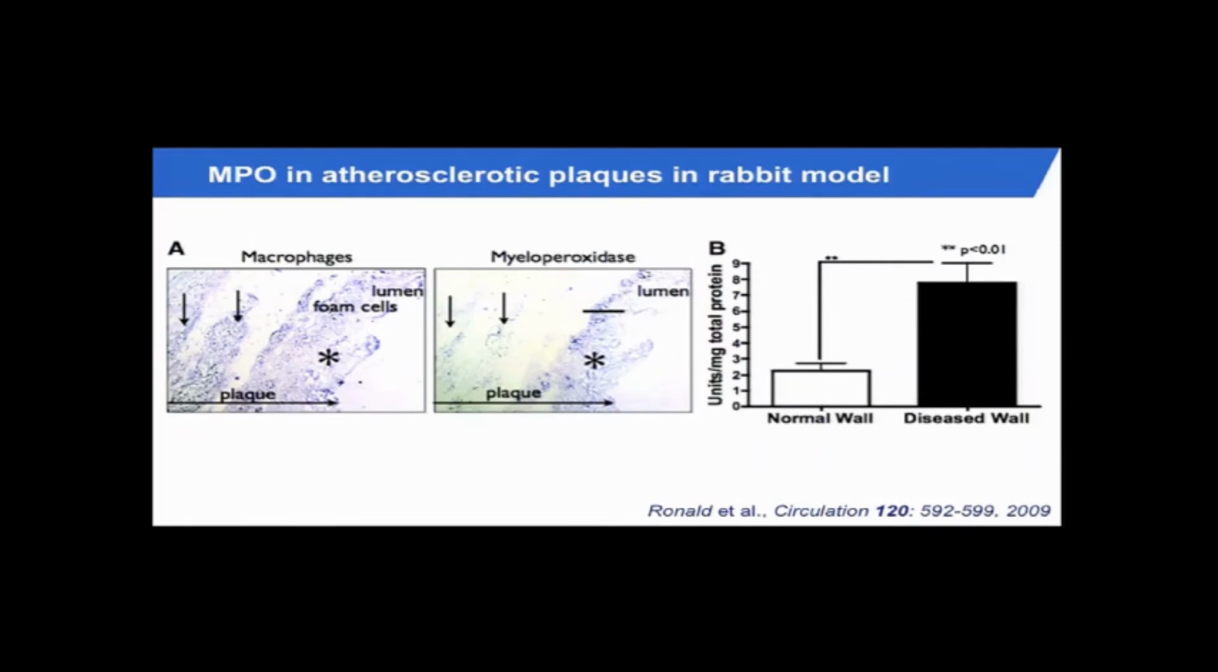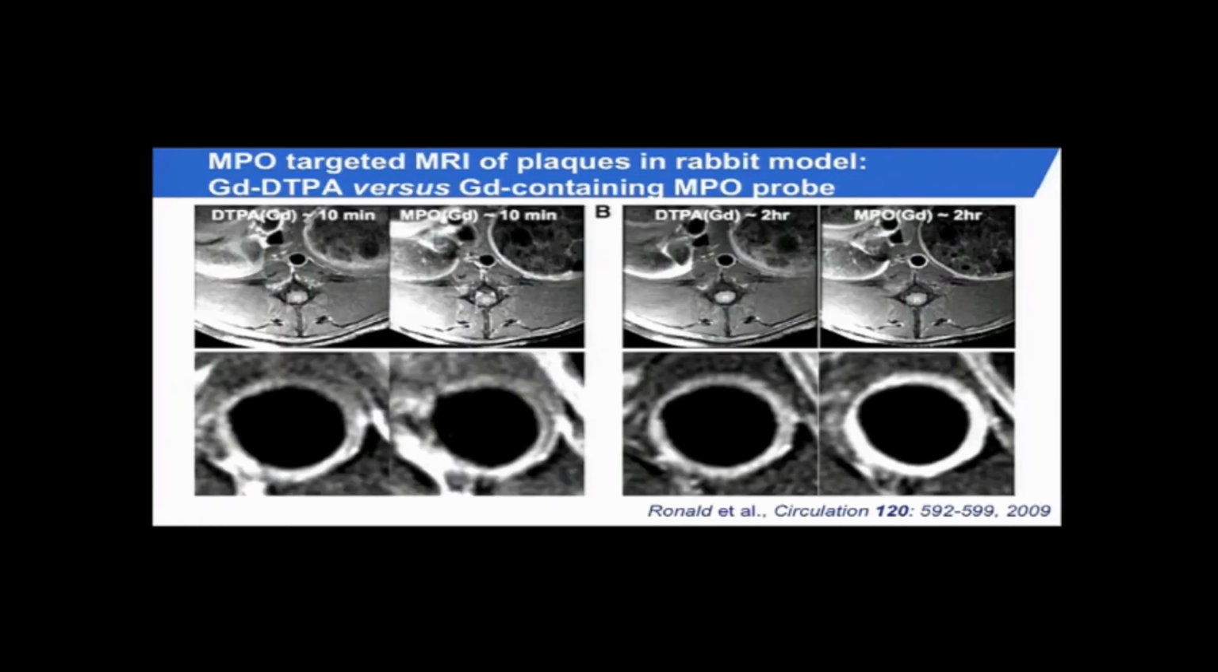Here, first of all, you see that in a diseased wall, in this rabbit model, the MPO activity is a lot higher than in a normal wall. And then the agent was tested. Please look at this part of the slide where we see at 2 hours after injection the MPO-specific gadolinium agent giving rise to a very strong signal change in the abdominal aorta, whereas gadolinium DTPA, the non-specific, non-targeted, extracellular agent, does not give rise to any signal change any longer.